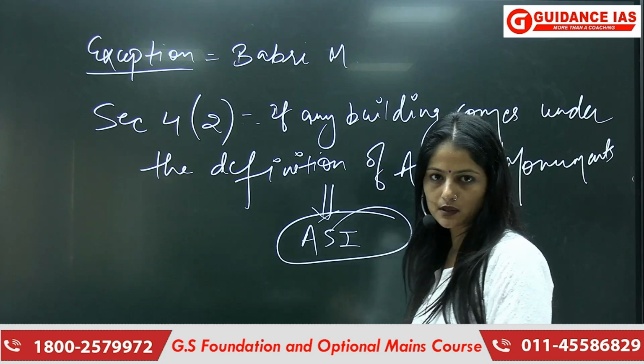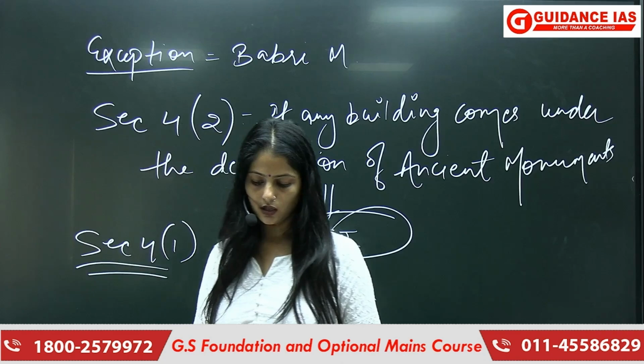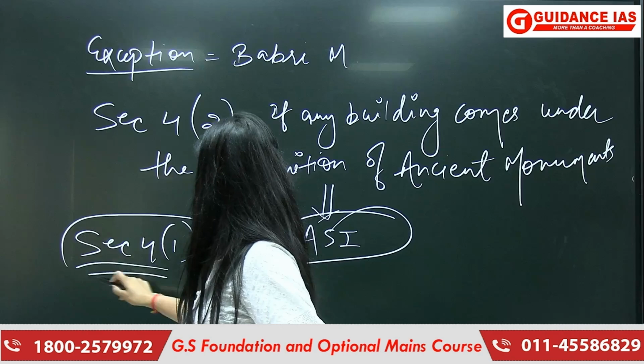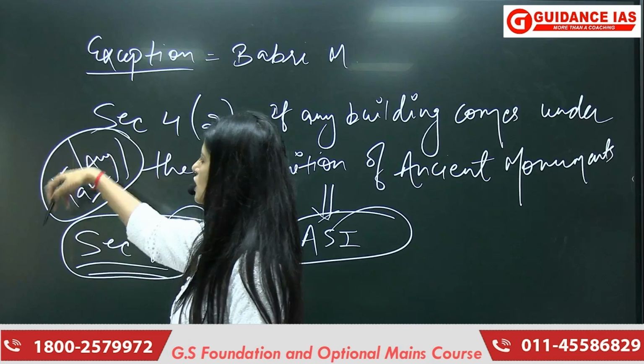Now, what was Section 4, Clause 1? Now that we have dealt with Section 4, Clause 2, Section 4, Clause 1, actually, we have already discussed. It again talks about that date we decided, which is 15th of August 1947, after which we cannot change the character of any particular site. Theek hai, jo hai wo wahi rahega.